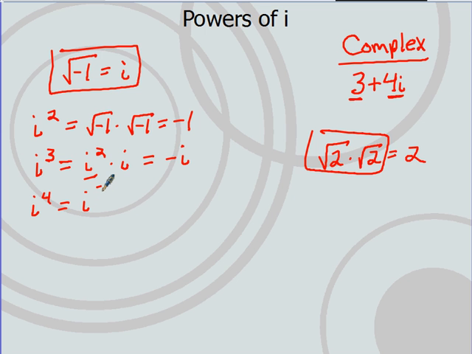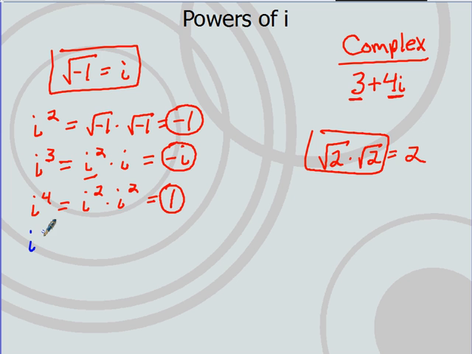i to the fourth power. I'm going to split that into i squared times i squared using the same rule of exponents. To multiply like bases, you add exponents. 2 plus 2 is 4. So i to the fourth power would be i squared times i squared. Well, is i squared not negative 1? So is this not just negative 1 times negative 1, which is positive 1? So you have i to the second is negative 1, i to the third is negative i, i to the fourth is positive 1.